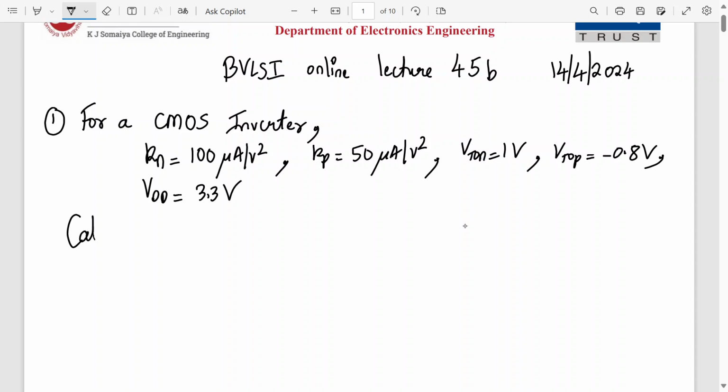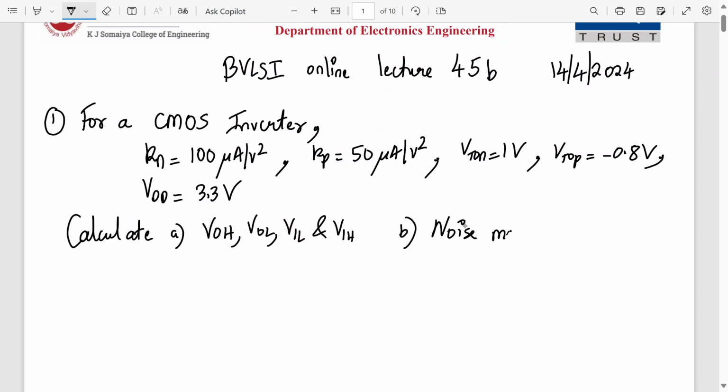So we need to calculate, in the first case, all four critical parameters, that is VOH, VOL, VIL and VIH. Secondly, we need to calculate the noise margin levels. So pretty straightforward. Okay, let us start.